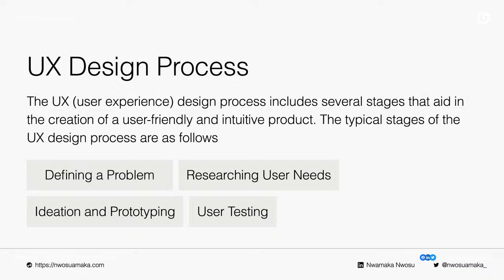So when we talk about defining a problem, in this phase we're trying to understand the user's needs and what their goals are, as well as identifying any pain points they might have experienced. Also, we move on to researching the user's needs. You have been able to define their problem, but now you have to identify what their needs are, meaning you have to go on to research.